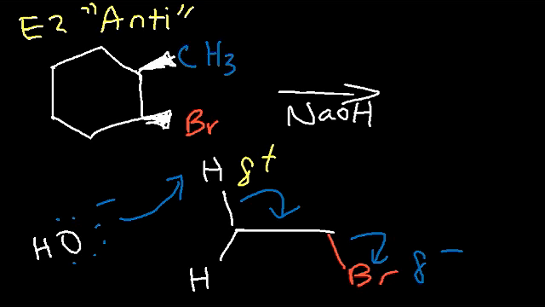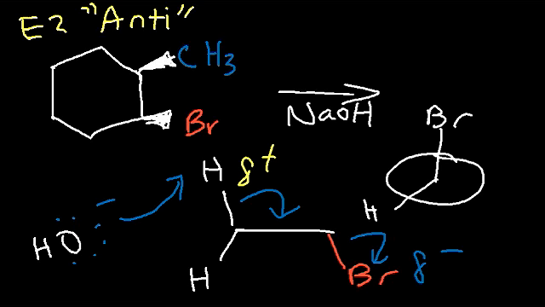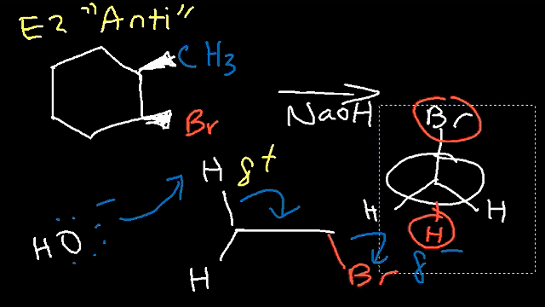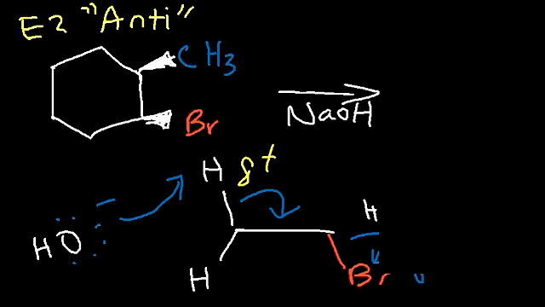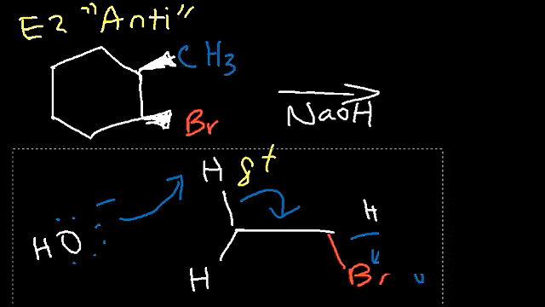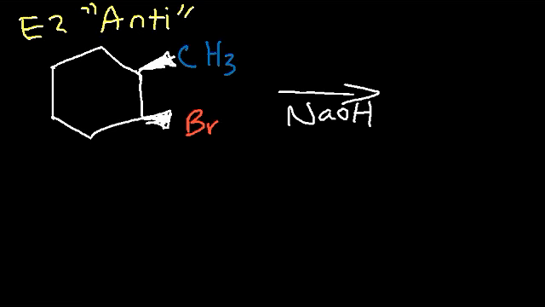Now, you heard of the word anti when you've learned of Newman projections. So let's say this is the bromine, and here are the other hydrogens. This hydrogen here is anti to the bromine, the one in red, because they're 180 degrees apart. And so that's why E2 is considered to be an anti-elimination reaction. We want to eliminate the hydrogen that's anti or 180 degrees away from the bromine atom.